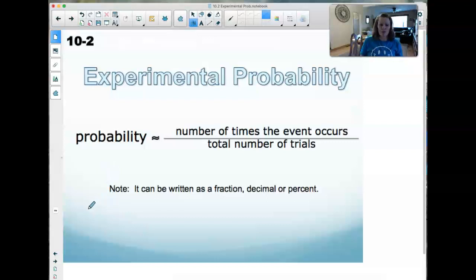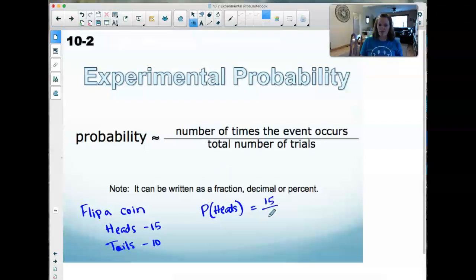One example of an experiment that we could do is to flip a coin. And I could keep track of how many times I flipped heads and how many times I flipped tails. So let's say that I flipped heads 15 times and I flipped tails 10 times. Now, if I want to know the experimental probability of flipping heads, I would say my probability is 15 out of a total of 25 tries. So as a fraction, it's 15 out of 25. We can simplify that to be 3 out of 5.